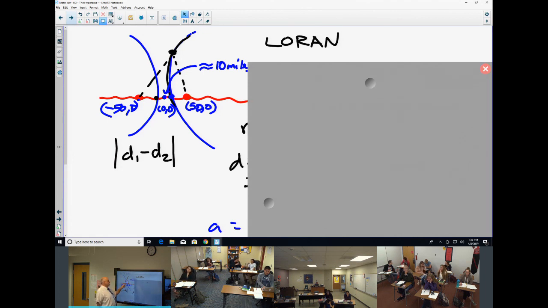Okay, so here's the receiver stations. So in the problem on your sheet, it says, suppose these receiver stations are 100 miles apart. So what we'll do is we'll say that right between them is at 0, 0. And so we'll put one at 50, 0, and the other at negative 50, 0.